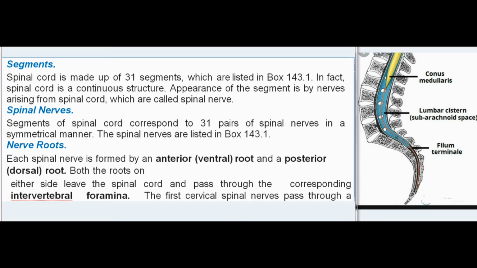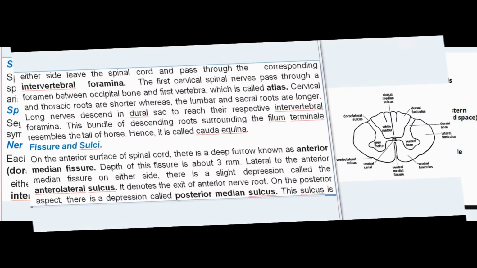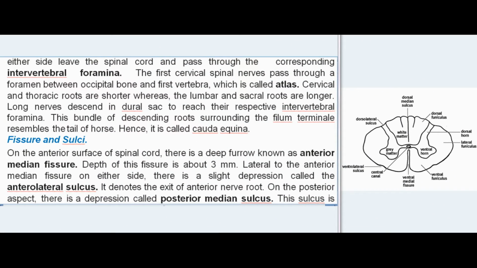Nerve roots. Each spinal nerve is formed by an anterior, ventral, root and a posterior, dorsal, root. Both the roots on either side leave the spinal cord and pass through the corresponding intervertebral foramina. The first cervical spinal nerves pass through a foramen between occipital bone and first vertebra, which is called atlas. Cervical and thoracic roots are shorter, whereas the lumbar and sacral roots are longer. Long nerves descend in dural sac to reach their respective intervertebral foramina. This bundle of descending roots surrounding the filum terminale resembles the tail of a horse. Hence, it is called cauda equina.